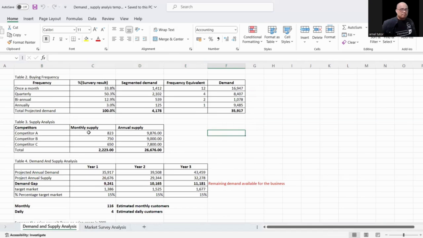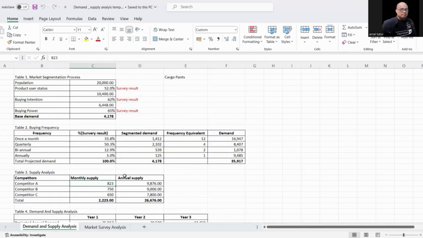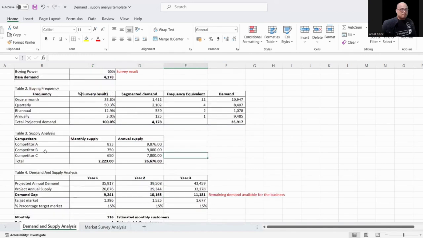So in this example, there are 823 monthly customers the competitors have catered for this cargo pants product. So multiply by 12, then we arrive at 9,876. Okay, just press F2 to verify. Okay, it's correct. Then do the same for the rest of the competitors. So at least 3 competitors, or you can have it 5 if you wanted to. Okay, but at least 3, not less than 3. And you can put direct competitors or indirect competitors if there are no direct competitors.